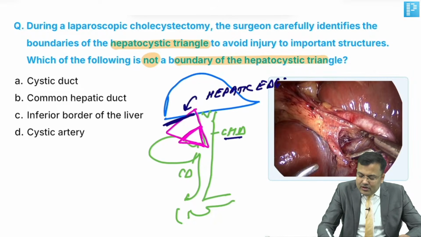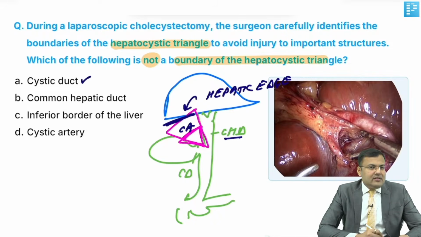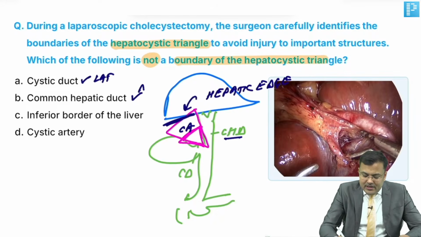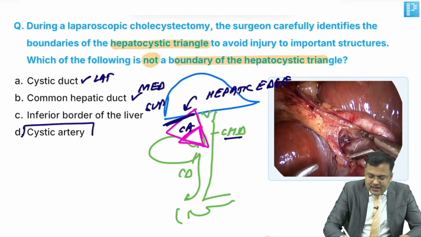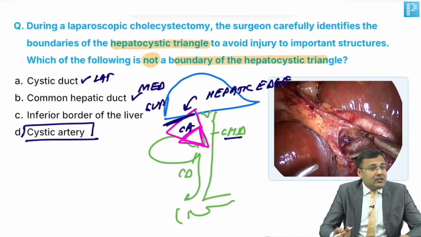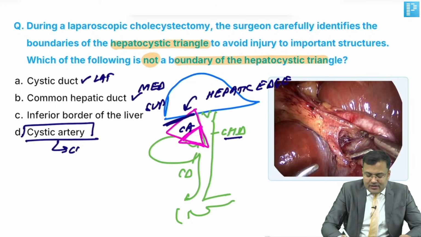Can you tell me what is the content? Guys, the content is cystic artery. So cystic artery is content. So you can see cystic duct laterally, common hepatic duct medially, inferior hepatic edge superiorly. So cystic artery, it's not the boundary, it's the content.